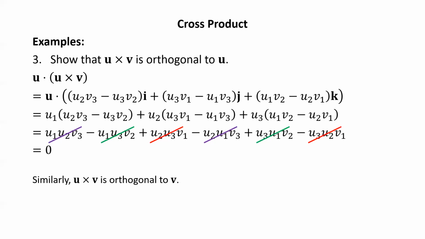Okay. Similarly, u cross v is orthogonal to v as well. A similar computation will show that. So the cross product is nice because it gives you a vector which is mutually orthogonal to two given vectors.